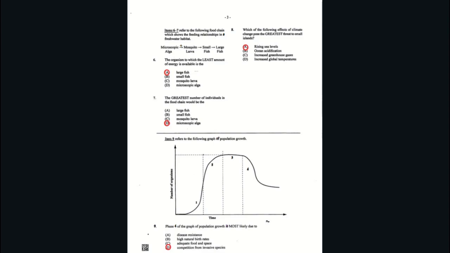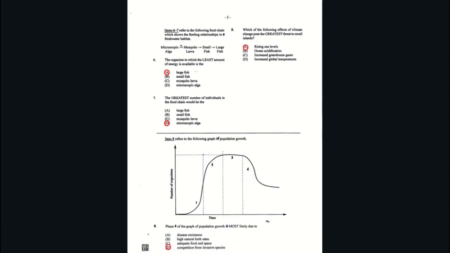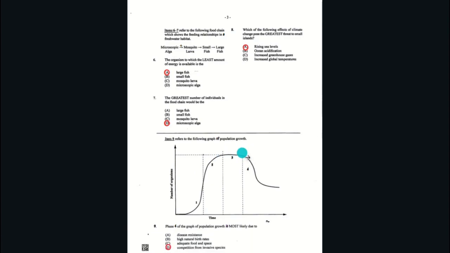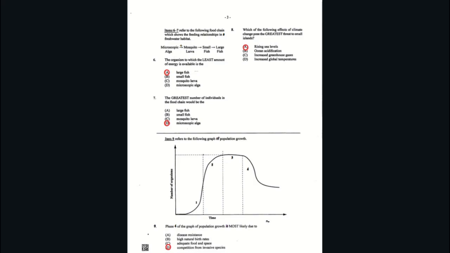So now we have number 9, and it refers to the following graph of population growth. Phase 4 of the graph of population growth is most likely due to the competition from invasive species, right? So we can see that this is clearly phase 4, and basically what you can see happening here is that the population obviously rose, increased in numbers, and then it leveled off, and then at 4 it is dropping, right?